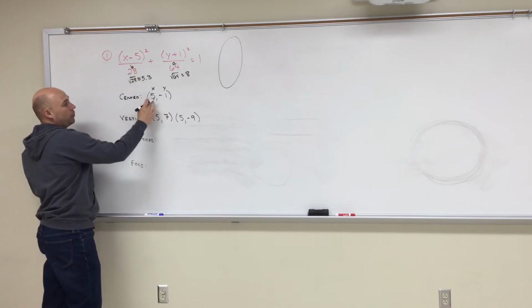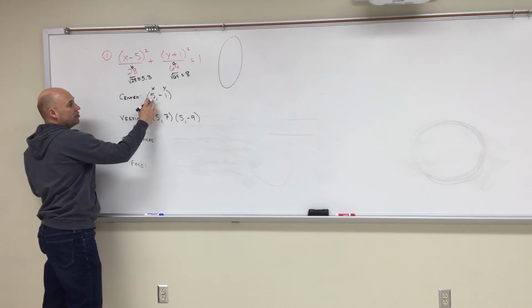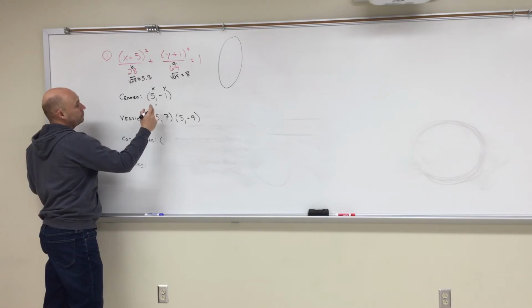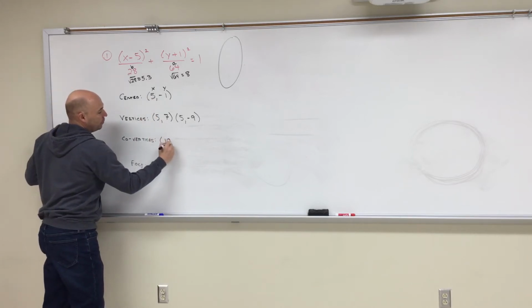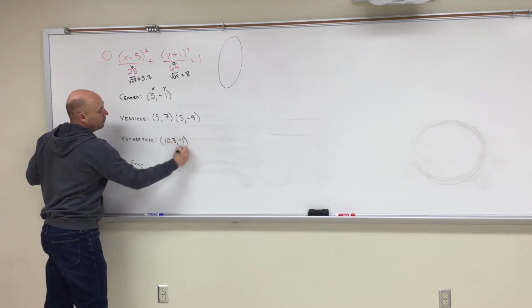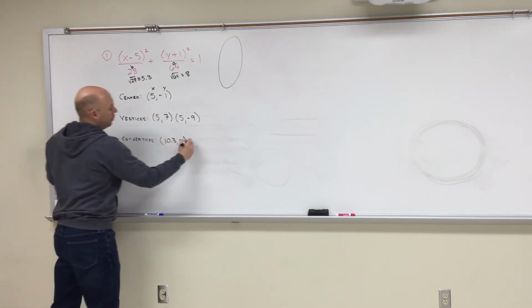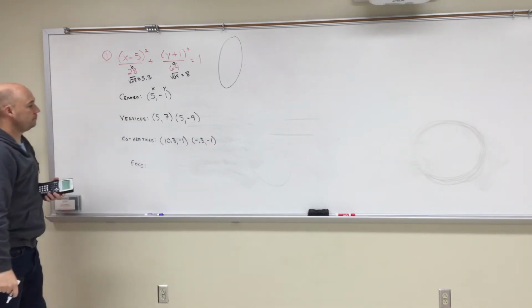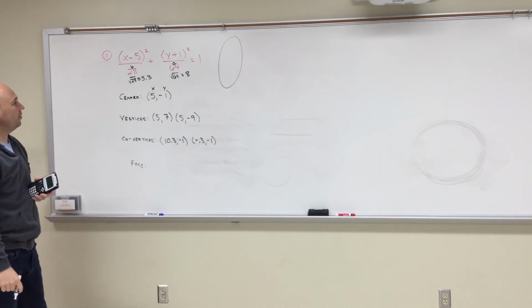It's underneath x. So I'm going to go back to my center, and I'm going to change my x value. So I'm going to subtract 5.3. Actually, let's add it first. Let's add 5.3 first. So 10.3, -1, and I'm going to subtract 5.3, so -0.3, -1. Okay, so those are my co-vertices.